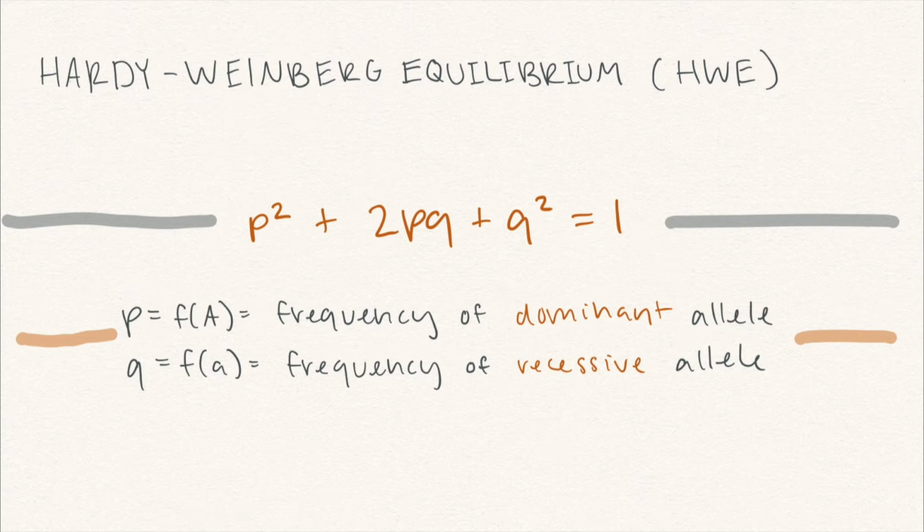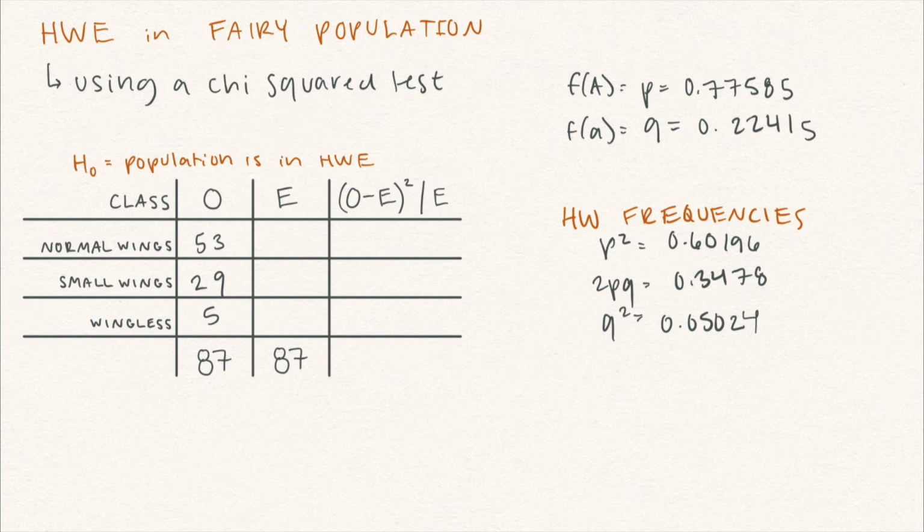Hardy-Weinberg Equilibrium is a model that addresses allele and genotype frequencies in a population. When a population is in HW equilibrium, the frequencies follow the equation p squared plus 2pq plus q squared equals 1, where p is the frequency of the dominant allele and q is the frequency of the recessive allele. To demonstrate that this population is in equilibrium, we will use a chi-squared test. Our null hypothesis is that this population is in Hardy-Weinberg equilibrium.